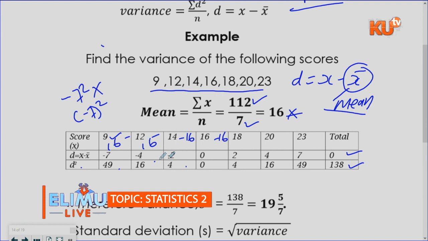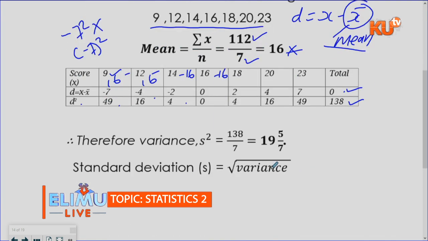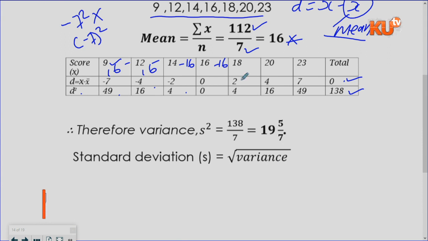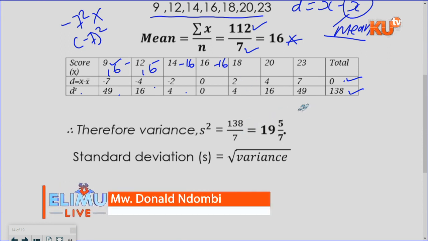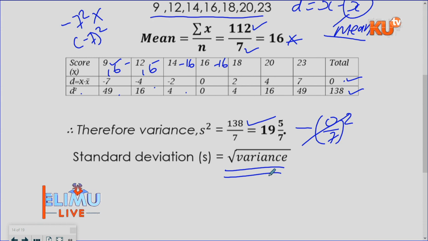So you get the sum. The sum for D, all this will give you 0. Then D squared will give you 138. Therefore, using our formula above, you realize the variance will be 138 over 7. Why are we saying this? Because it's supposed to be minus 0 over 7, then squared. But 0 divided by any number is 0, so this part will be 0. That's why we just take this only. And if you want to get the standard deviation, we take the square root of that variance.